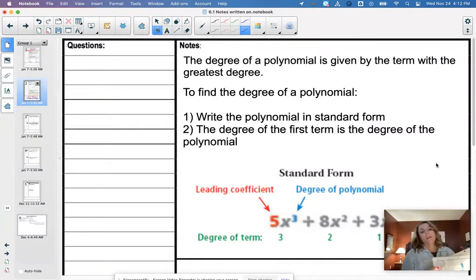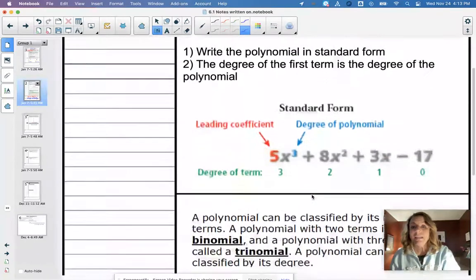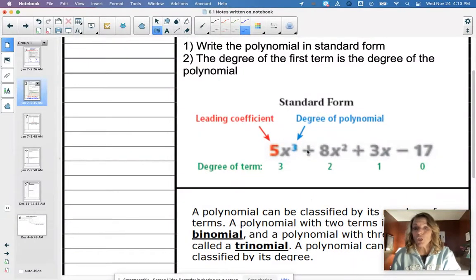Next, the degree of a polynomial is a little bit different. It's given by the term with the greatest degree. So to find the degree of a polynomial, number 1, we're going to write the polynomial in standard form. And then the degree of the first term is the degree of the polynomial. So here's a great example. This is in standard form. You go to the first term, the degree of that first term all by itself as a monomial is a 3. So the degree of the whole polynomial is 3.